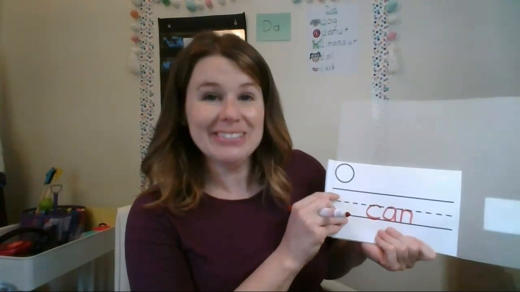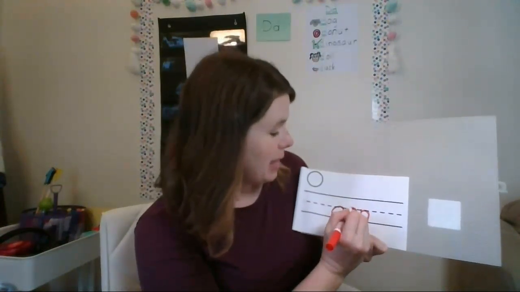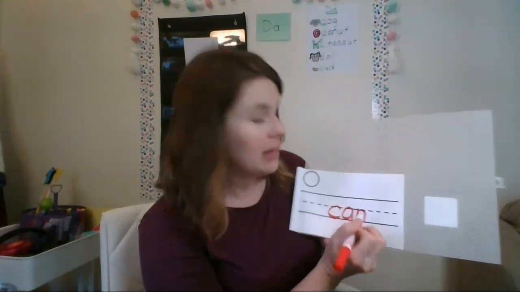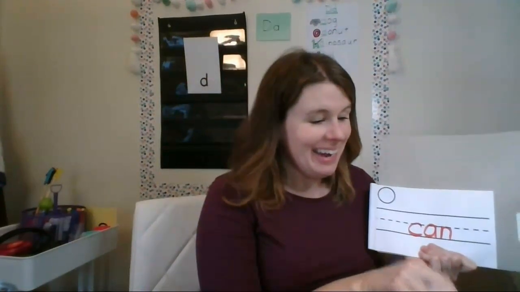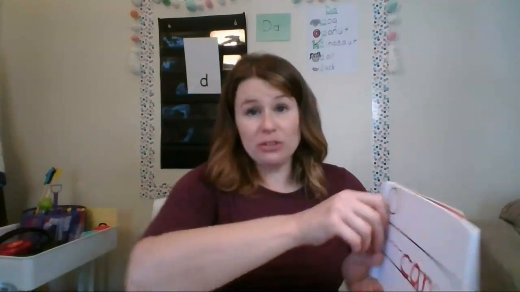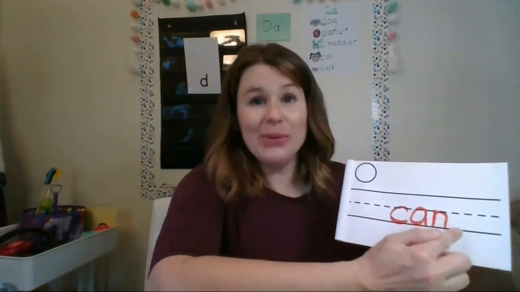1, 2, 3. C, A, N, can. Now we're going to arm tap the word. We're going to do this 3 times. And remember, look at the word as you're arm tapping. That's how you'll make sure you're saying the right letters in the right order.